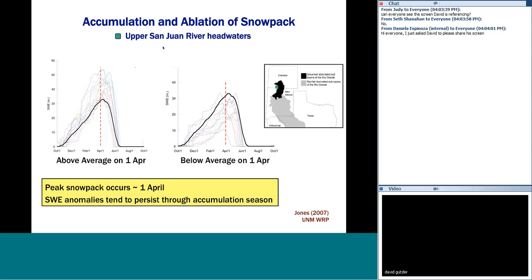I should say that these curves are all based on a single SNOTEL site, so the confidence we have in above average snowpack is increased if we're looking at an average of sites. On the right, we see that almost all the years in which there was below average snow on April 1st also exhibited below average snow well before that date. Once again, we get predictive value for diminished snowpack even early in the calendar year. And that's where most of our snowmelt runoff prediction skill comes from: looking months in advance of the snowmelt runoff season at the accumulation of snowpack.